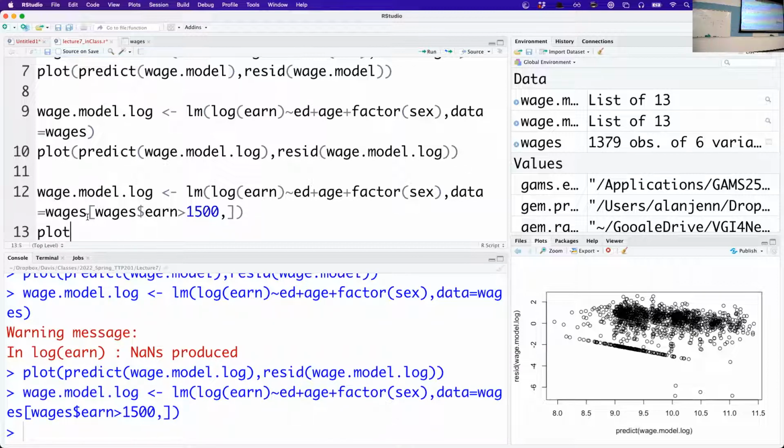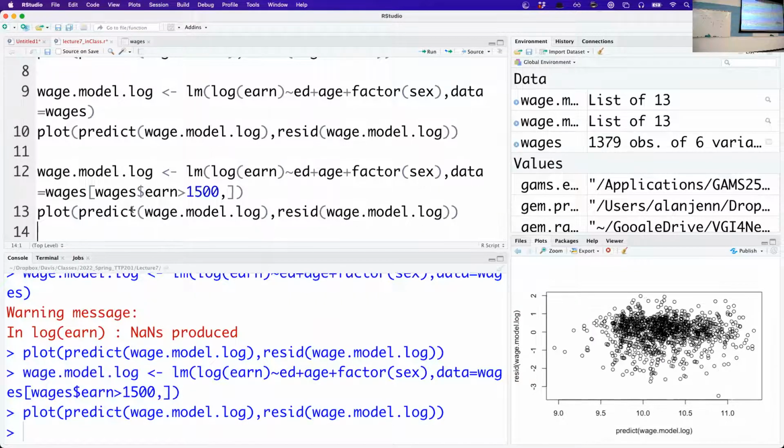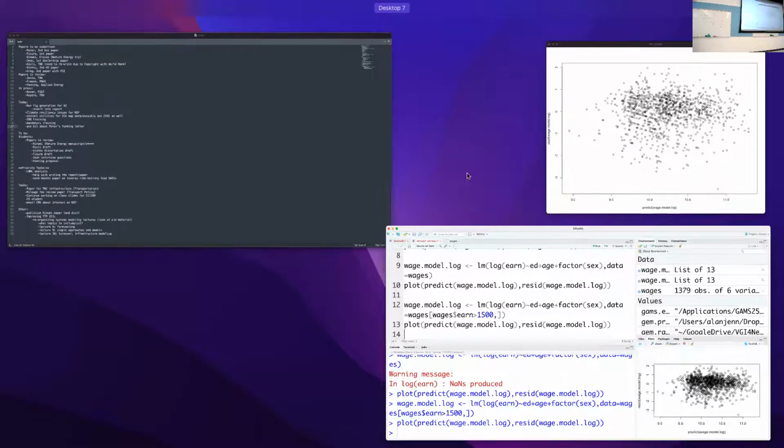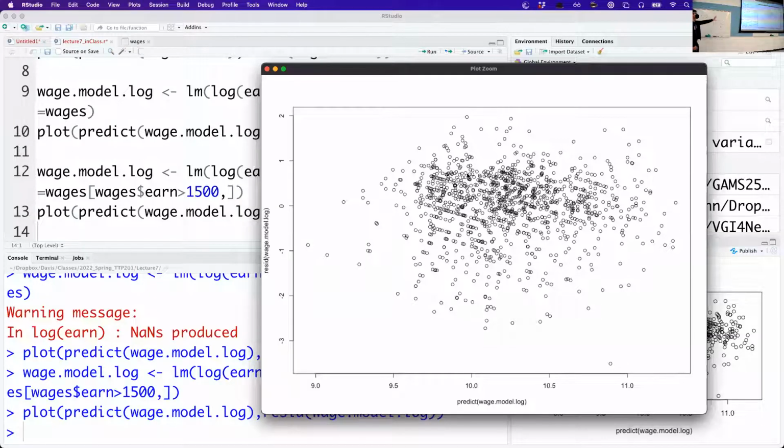And in this case, once I plot this, okay, now we can see that our residuals are much more in line with the set of residuals that we would hope to see in a residual plot.